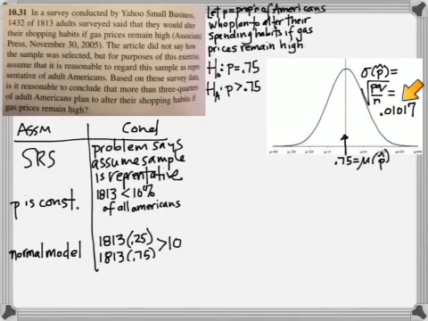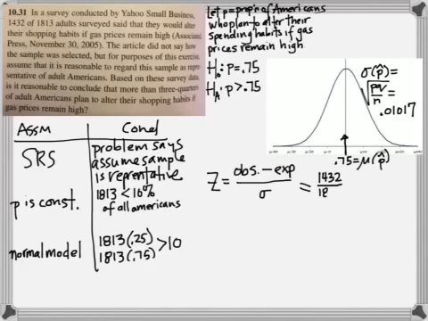Now I want to know what's the z-score from my observed proportion. My observed proportion is 1,432 out of 1,813. So z-score is observed value minus expected value over the standard deviation. I observed 1,432 out of 1,813. I would expect, by null hypothesis, 75% to say they were going to change their spending habits. Divide by the standard deviation computed above, that gets a pretty big z value, 3.92, way out here.